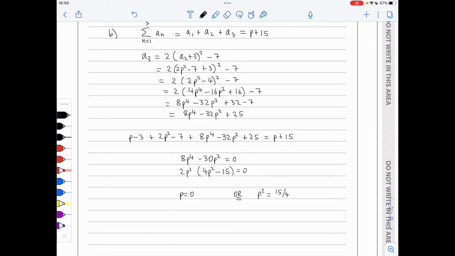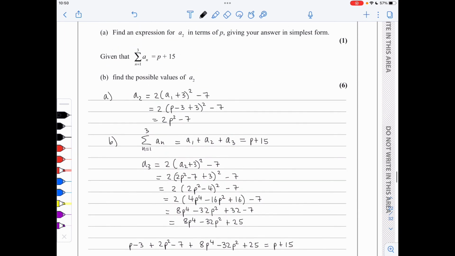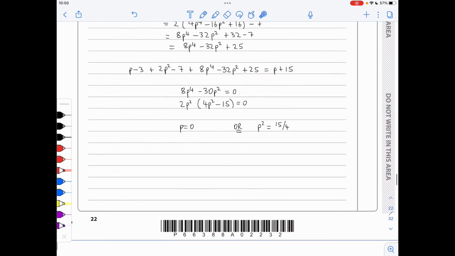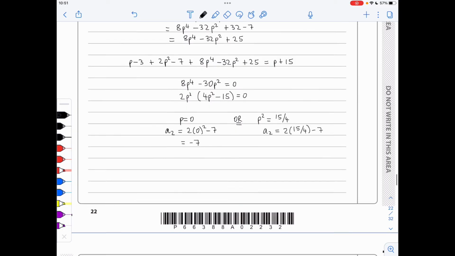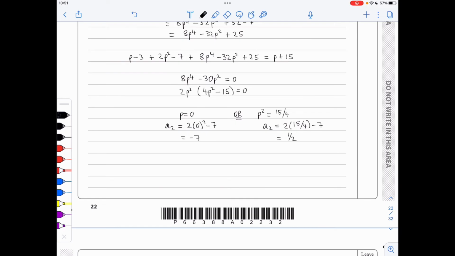I have not been asked to find the value of p, I've been asked to find possible values of A2. We know that A2 is 2p squared minus 7. So in this case, if p is 0, then A2 is 2 times 0 squared minus 7, which is negative 7, or it's 2 times the 15 over 4 minus 7, which gives an answer of 1/2. These are the two possible values for A2.